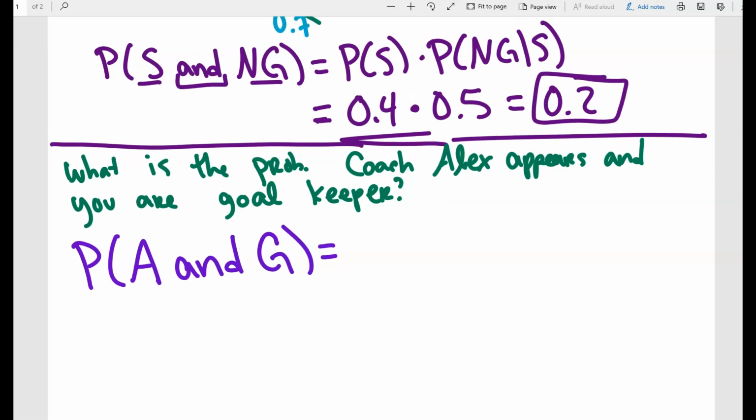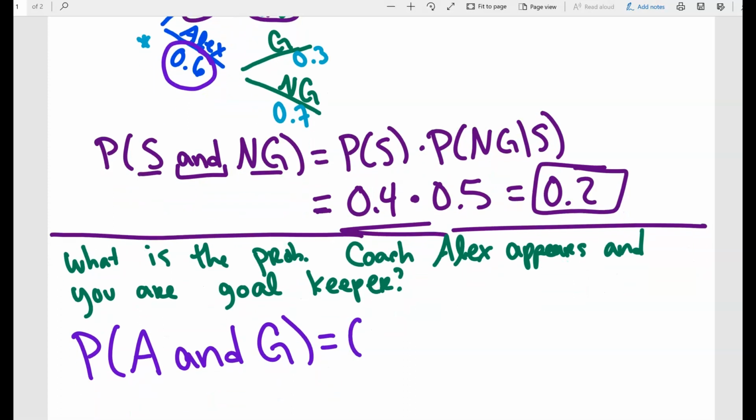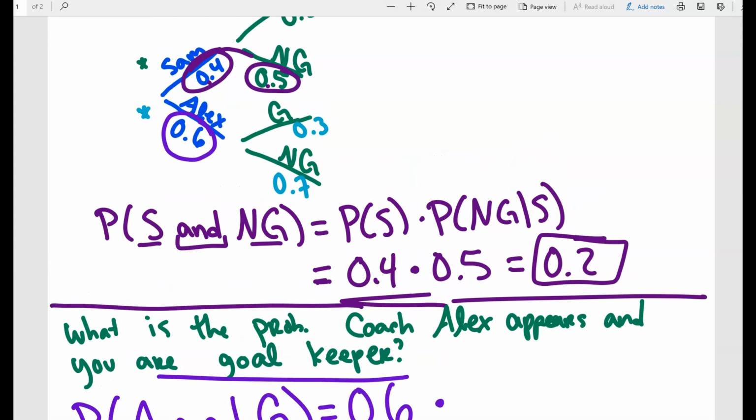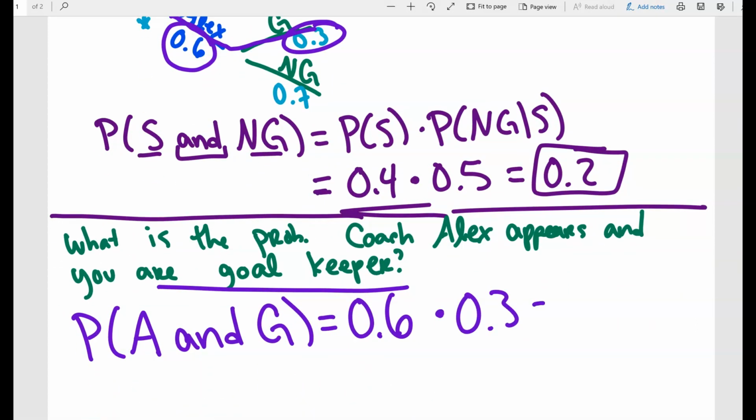So let's look for the probability of Alex. The probability of Alex is going to be this 0.6. And I'm going to multiply that by being goalkeeper, along this branch of Coach Alex. So that's going to be 0.3. So I'm going to take 0.6 and multiply it by 0.3, and what I'm going to get is 0.18. Okay, so that is that probability.